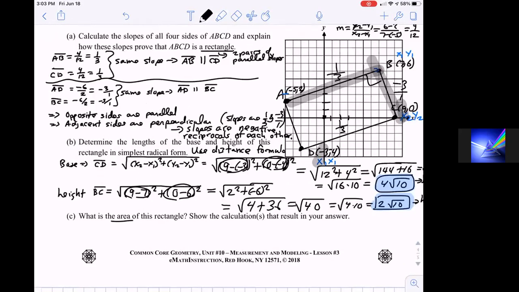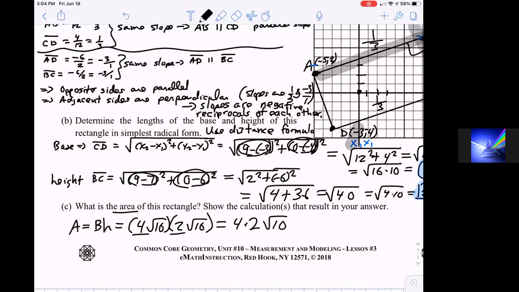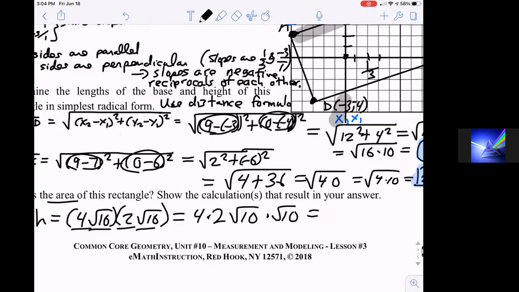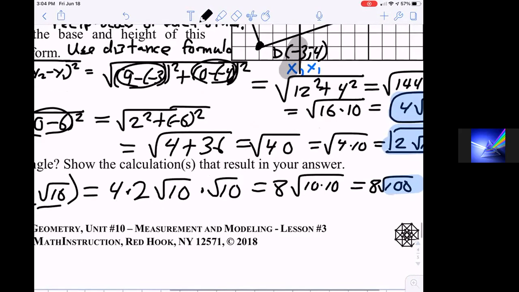What is the area of this rectangle? Area is base times height. So we're just going to go 4 radical 10 times 2 radical 10, which would be 4 times 2, just multiply the numbers, and then we multiply radical 10 times radical 10. 4 times 2 is 8. Now radical 10 times radical 10 is the same thing as radical 100. Now, the square root of 100 is 10. So this is the same thing as 8 times 10, or 80.